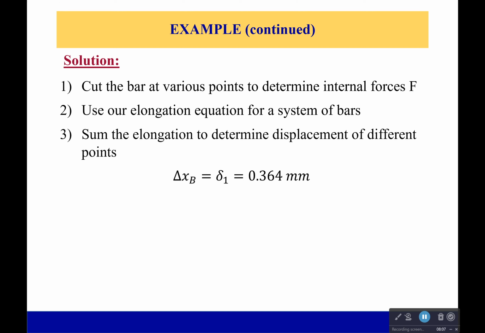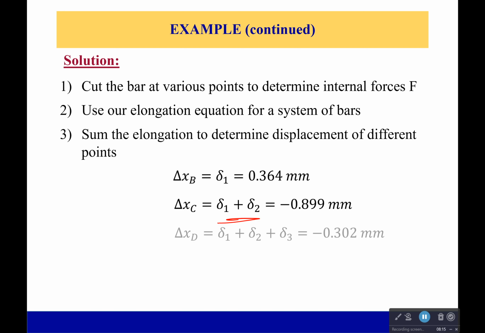For point B, which is our first elongation, 0.364 millimeters. Point C, the sum of our first 2 elongations, is negative 0.899 millimeters. And for point D, it's the sum of all 3, which will be negative 0.302 millimeters, because that one section of the member really got compressed. And that's it. That is our problem.